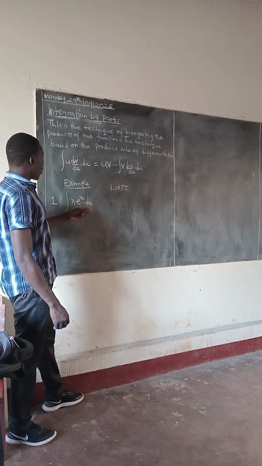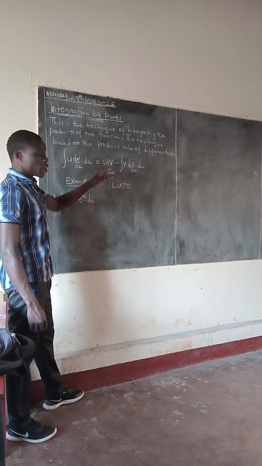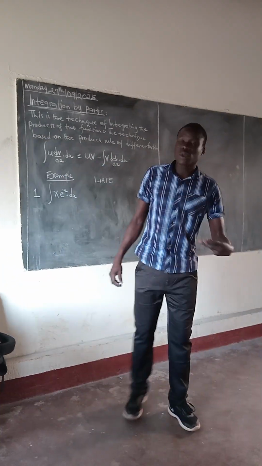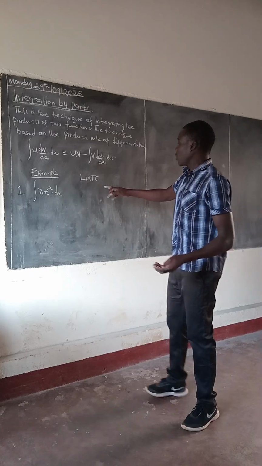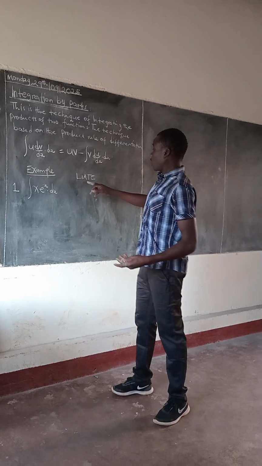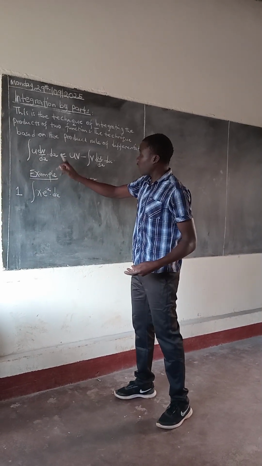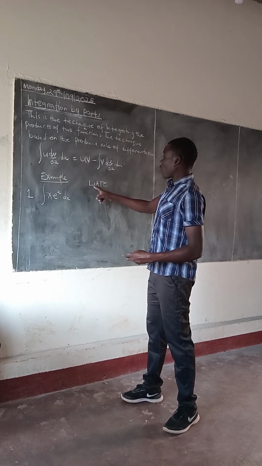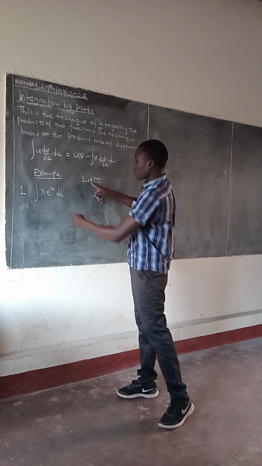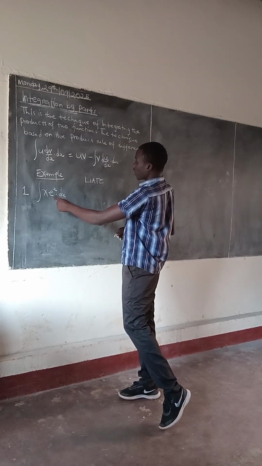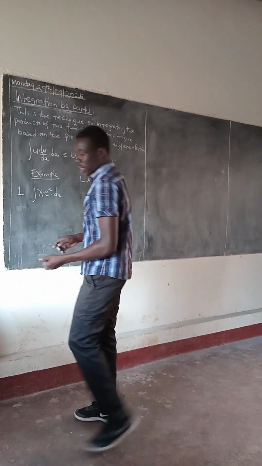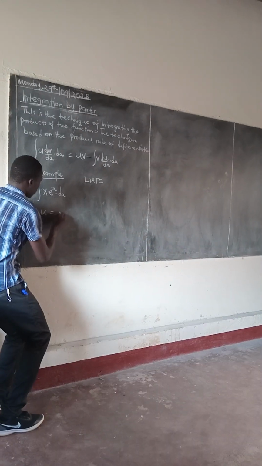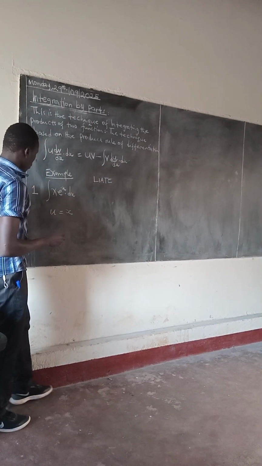Here, when I'm using the diagram, the function that comes first before the other is the one that we're going to differentiate. Following the LIATE rule, the algebraic function comes first before the exponential function. Therefore, we're going to say our u should be equal to x.